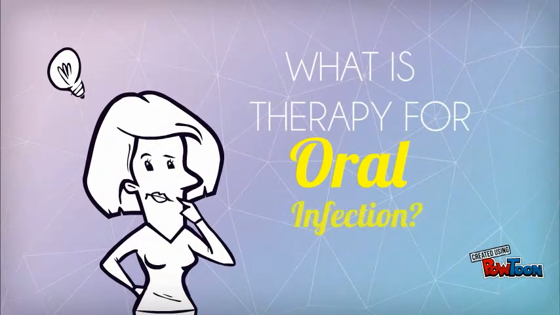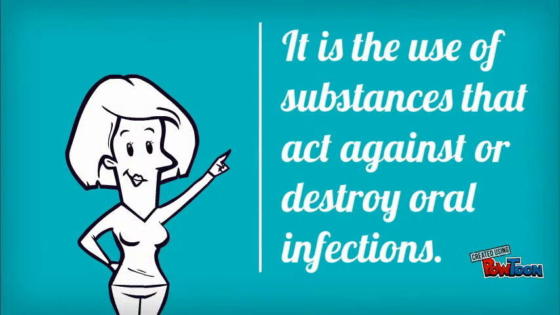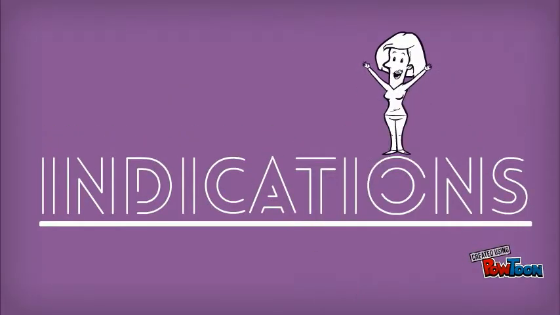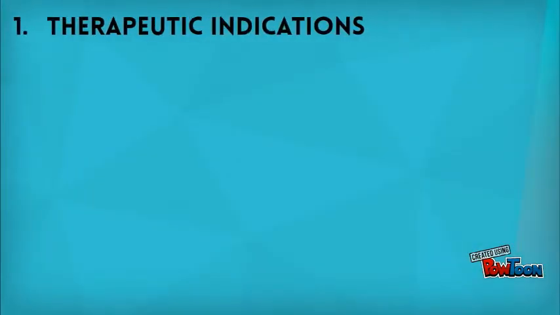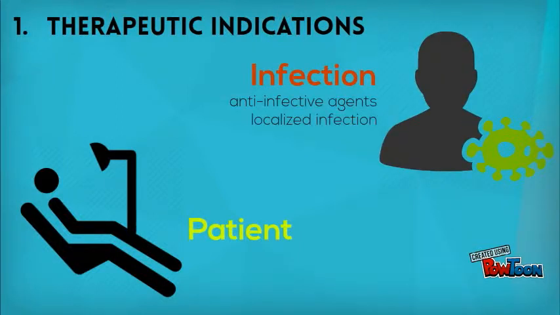What is therapy for oral infections? It is the use of substances that act against or destroy oral infections. Indications. Therapeutic indications. Patient. The best defense against a pathogen is host response. When the defense is lacking, the need for anti-infective agents is more pressing. Infection. An acute, severe, rapidly spreading infection should generally be treated with anti-infective agents.